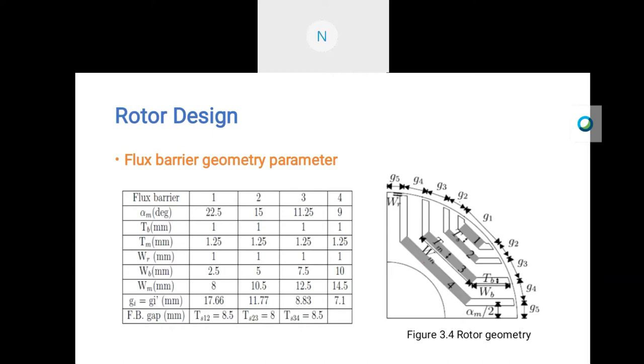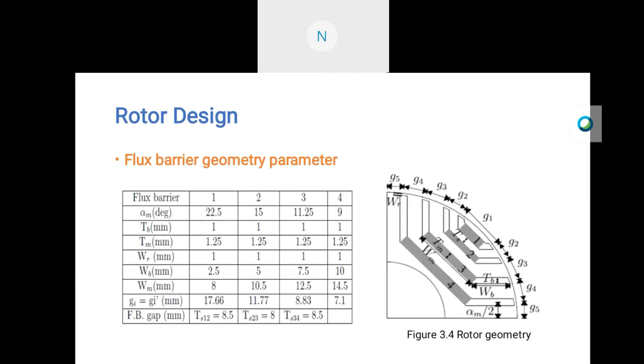You can see in the flux, in the innermost region the iron width should be greater, but in the outermost regions the iron width should be smaller, so that the flux could move through the innermost or outermost. All the flux should be uniform so that the iron does not get any saturation. When it gets saturation, the Ld value comes down and it will provide less torque. So our aim is to provide all the flux uniformly through the rotor.